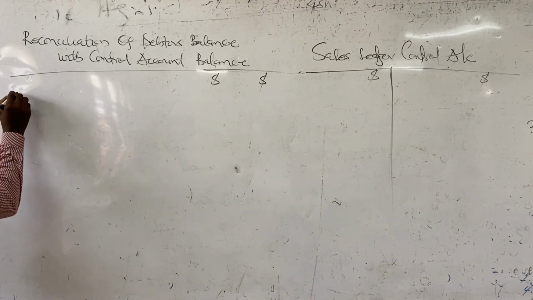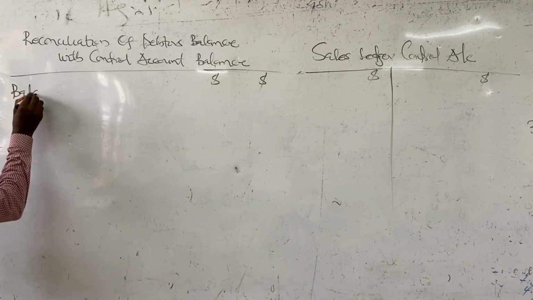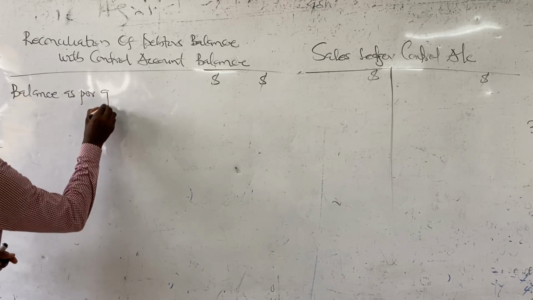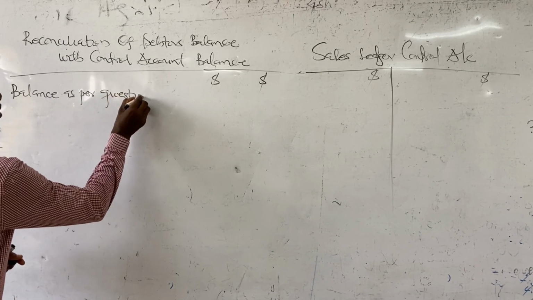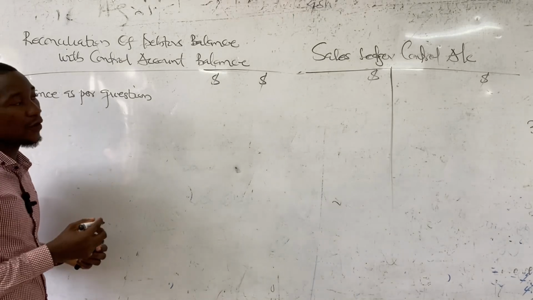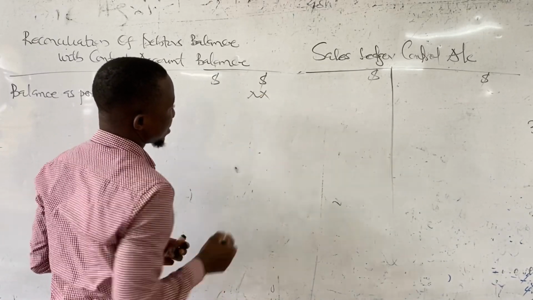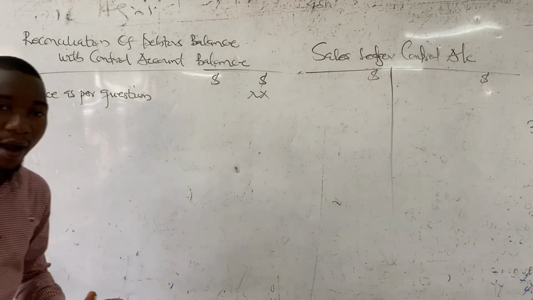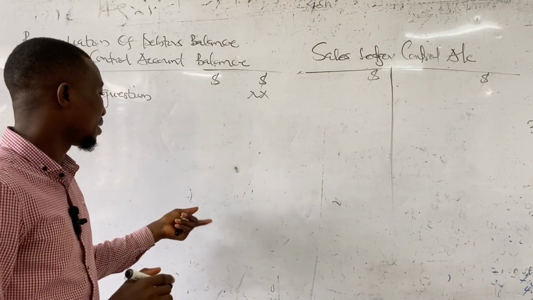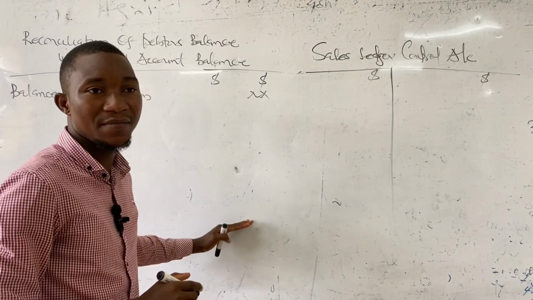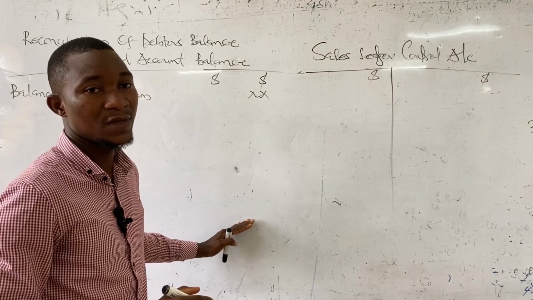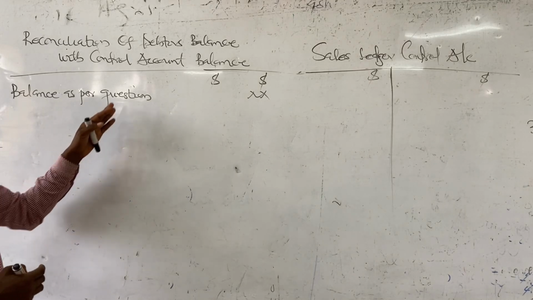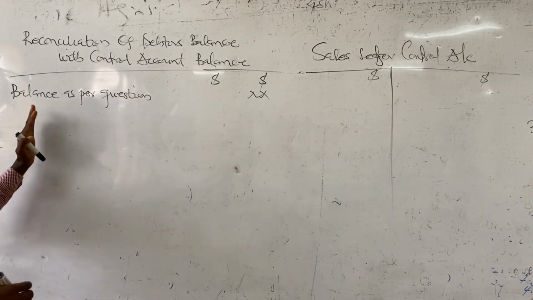Good. So we begin with the balance as per question. The balance as per question will be given to you straightforward in the question. Good. The next thing to do is to add all errors. I said the reason why the closing balance may not be the same is as a result of errors. Is that okay? So all errors that tend to reduce the individual debtors balance should be added.